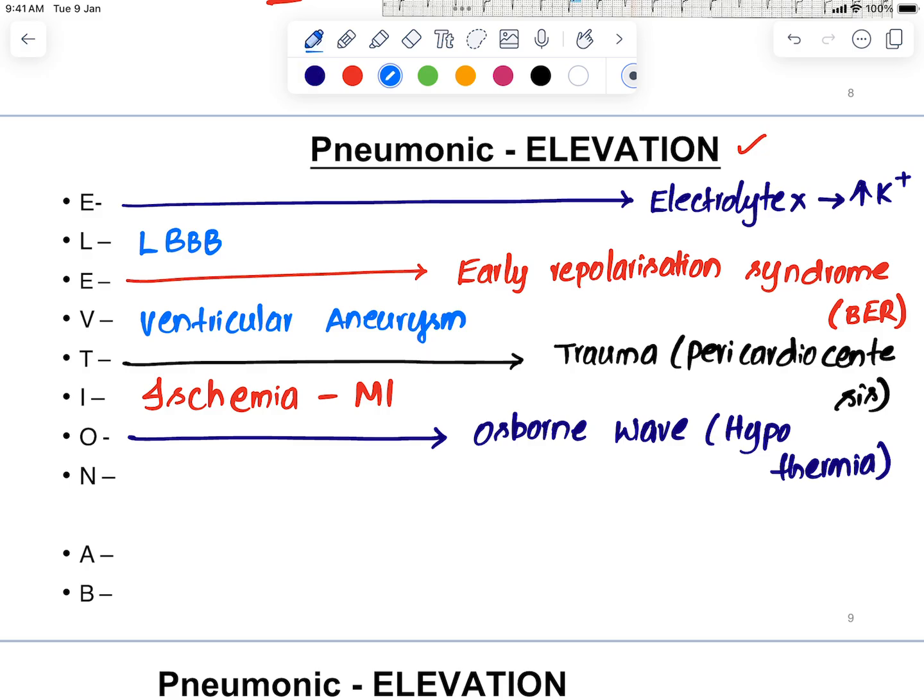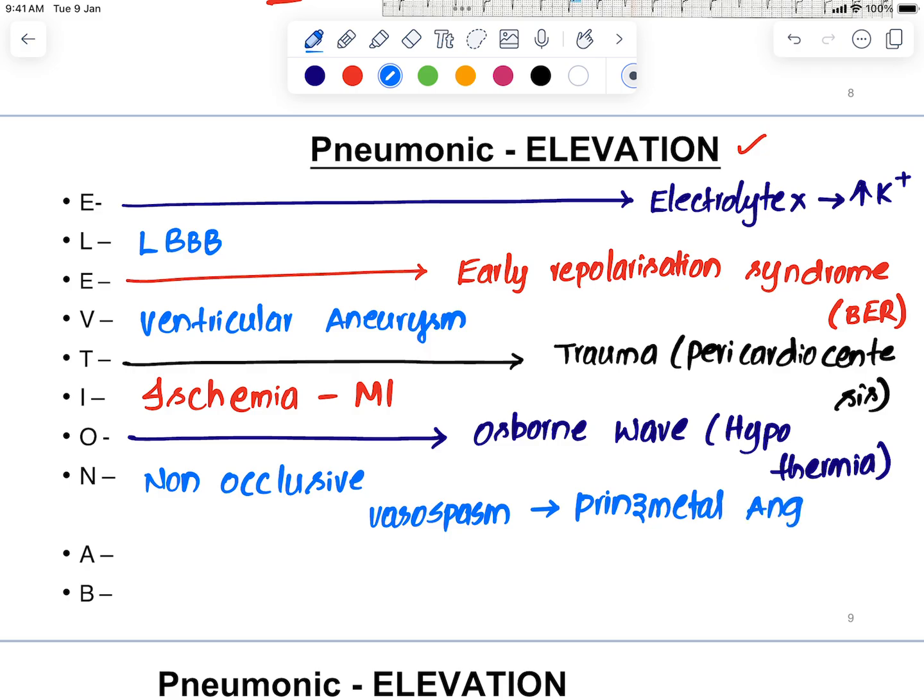And the letter N stands for non-occlusive vasospasm. Now, what are the conditions where you have non-occlusive vasospasm? Non-occlusive vasospasm is seen in vasospastic angina, which is also called Prinzmetal angina. So in Prinzmetal angina, even though there is no atherosclerosis, there can be coronary vasospasm causing reduced blood supply to the myocardium, causing ST segment elevation.